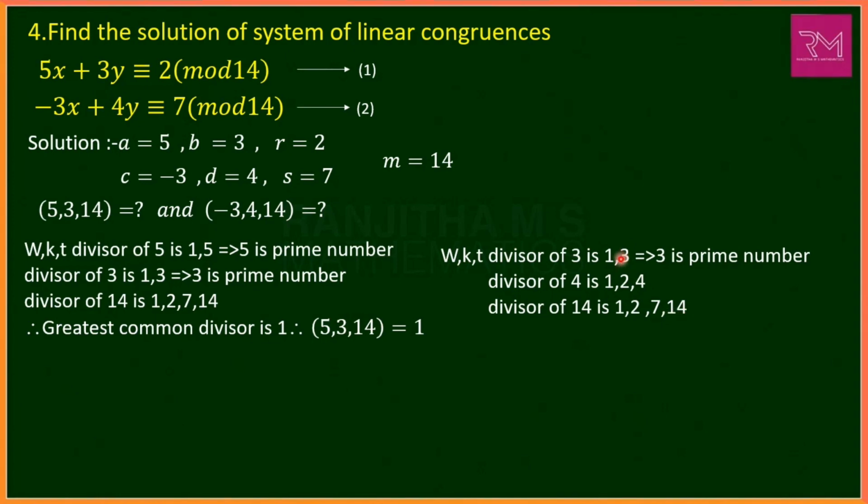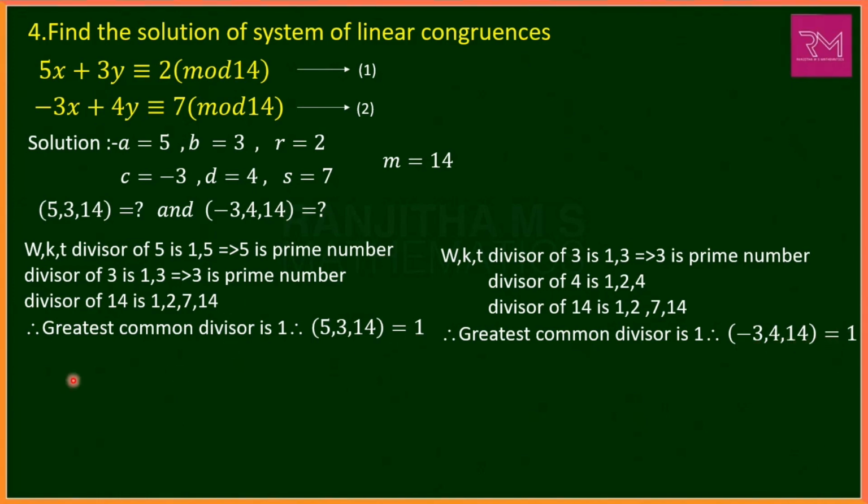Here we have to find the greatest common divisor for all the three. From these two, the greatest common divisor is 2, but 2 is not among the divisors of 3, which are 1 and 3. So we take the common divisor of 3 as 1. Here the divisor of 4 is 1 and the divisor of 14 is 1. The greatest common divisor is 1. Therefore, we can conclude that the GCD of minus 3, 4 and 14 is 1.